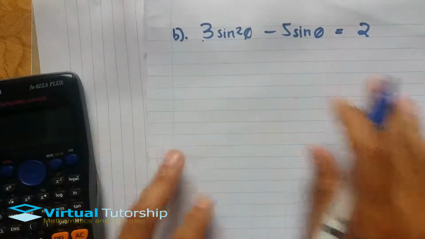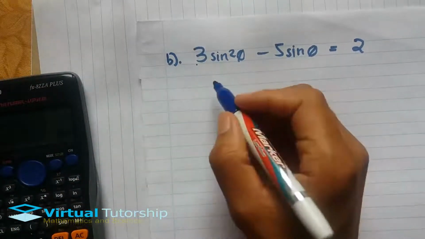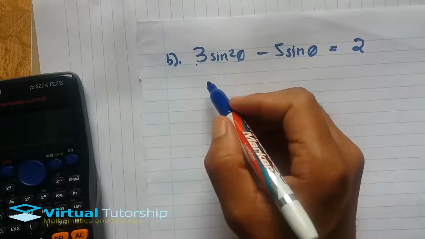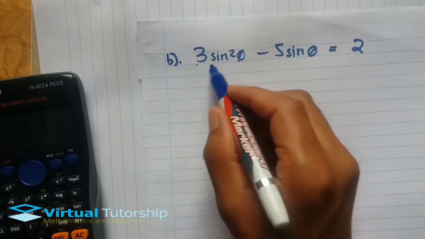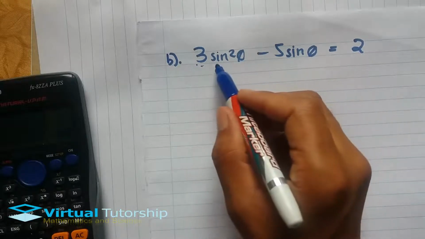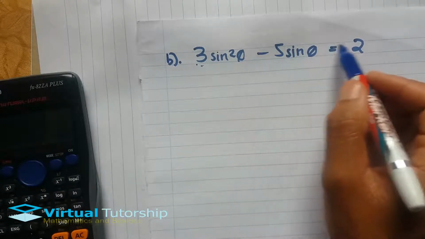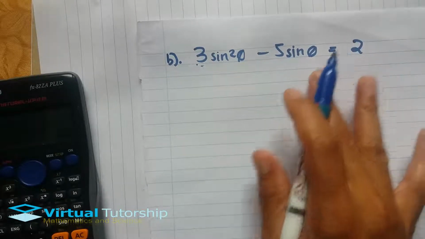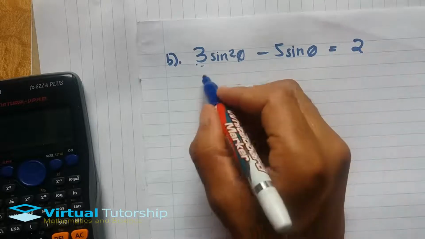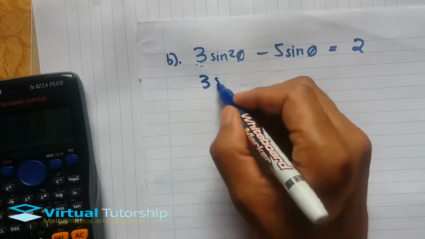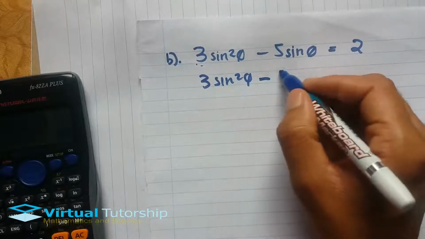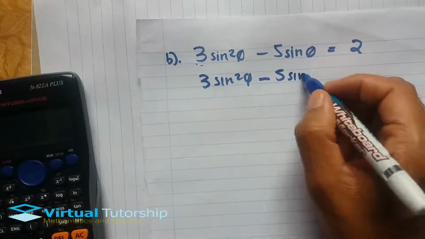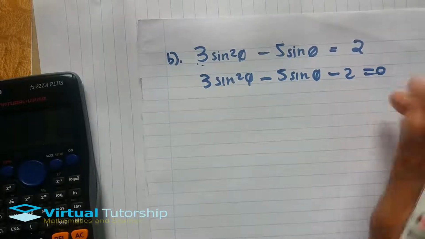So let's continue and do another example. Let's call it the second one. Okay, let's continue. So for b we have, on our left hand side, 3 sine squared theta minus 5 sine theta equal to 2. So the first thing you do, move everything to one side whenever you solve trigonometric equations. Always 3 sine squared theta minus 5 sine theta, this is 5 by the way, minus 2 equal to 0.